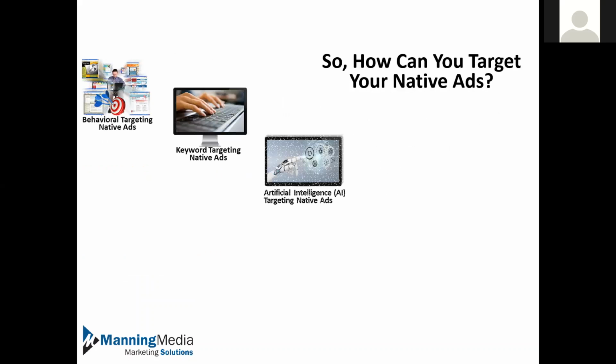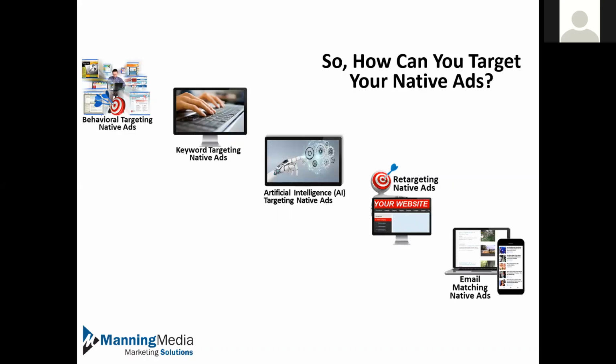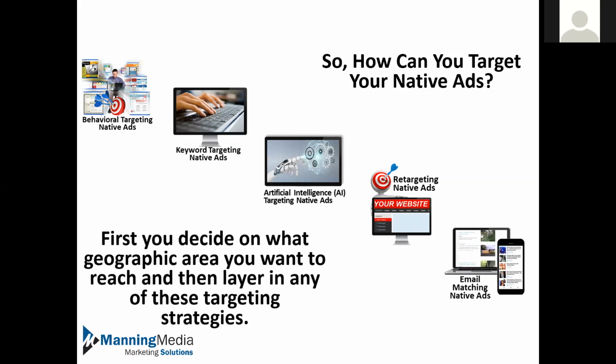So how can you target native ads? Again, with the behavioral, keyword, artificial intelligence, retargeting, and even with email matching. So again, you decide on that geographic area where you want to reach, and then you can layer in any of these targeting strategies.